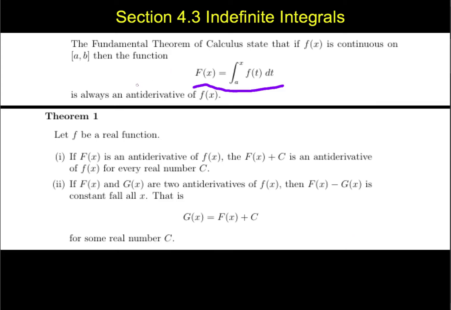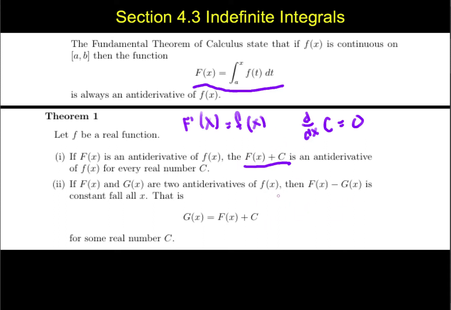If F of x is any antiderivative, then I can add a constant to it, and this will also be an antiderivative, right? Because if F prime of x is little f, then since the derivative of a constant is 0, if I take the derivative of this function, it's just little f plus 0.